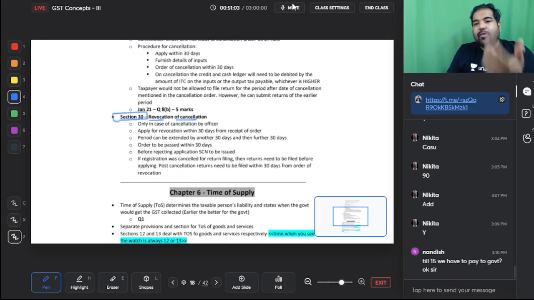But if you yourself have cancelled registration, there is no revocation, guys. Then you are playing with the GST officer. So if you applied for cancellation, there is no revocation. But if the officer has cancelled, you can revoke it. You can ask for revocation, yes. You can make an application within 30 days.